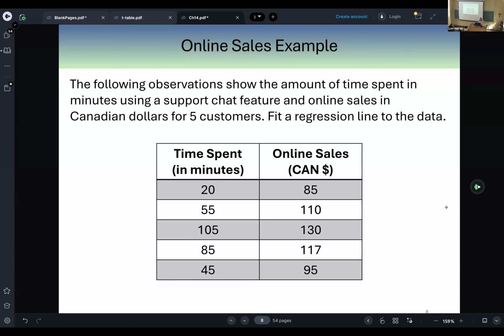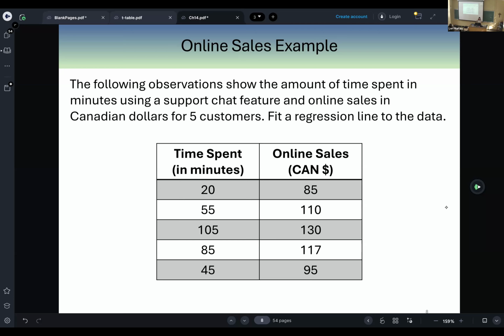I took 5 sales, so we have 5 customers. The time they spent on the little online chat feature for the company, and how much money they ultimately spent after they talked. Customer 1 spent 20 minutes. Maybe not talking the whole time, you know how you have to wait for a response, but all in all it was 20 minutes and that customer spent $85. Customer 2 spent 55 minutes and spent $110. You can see the idea.